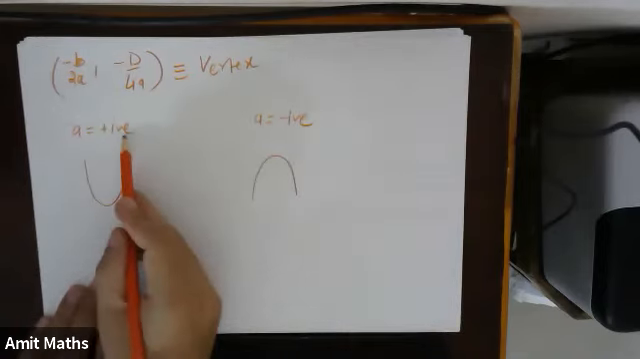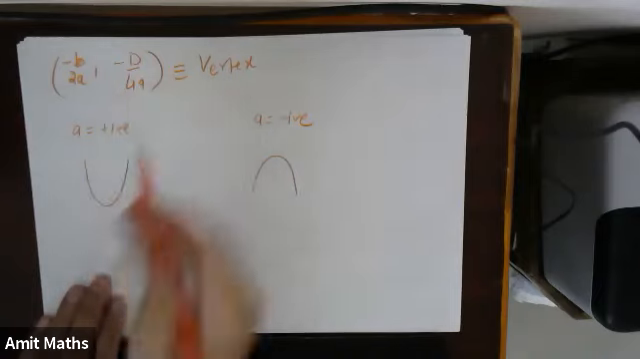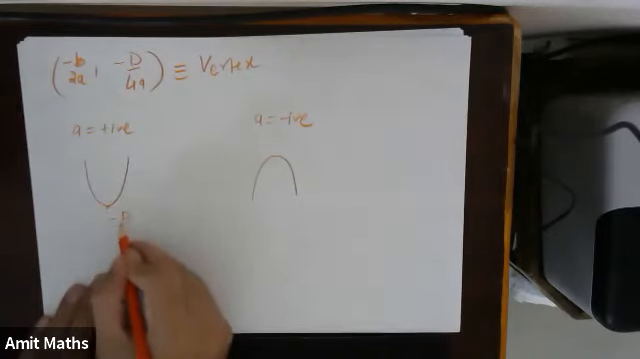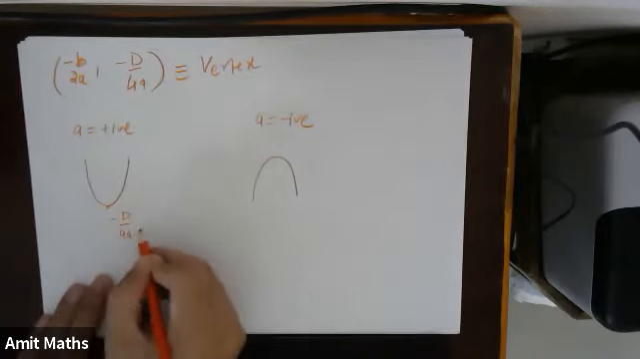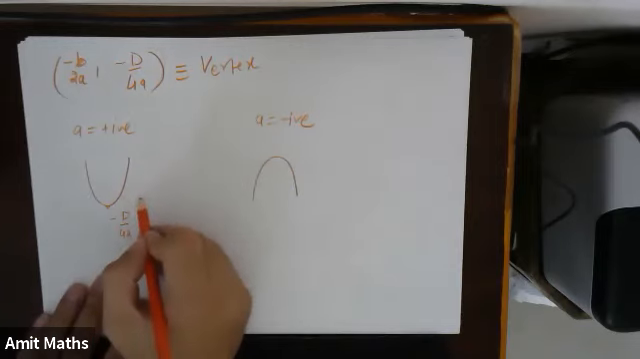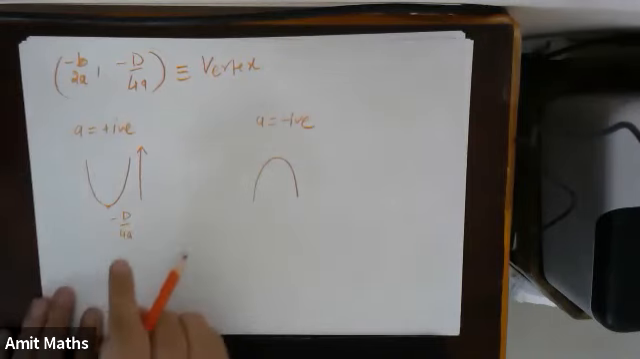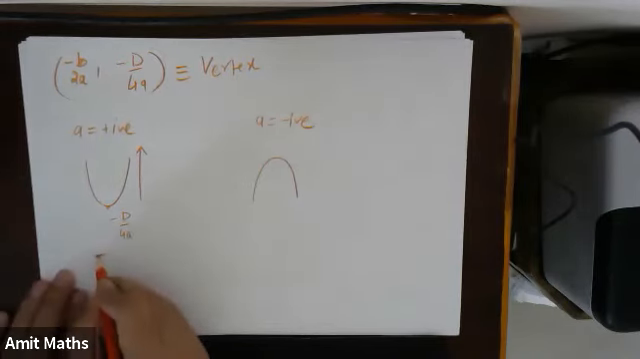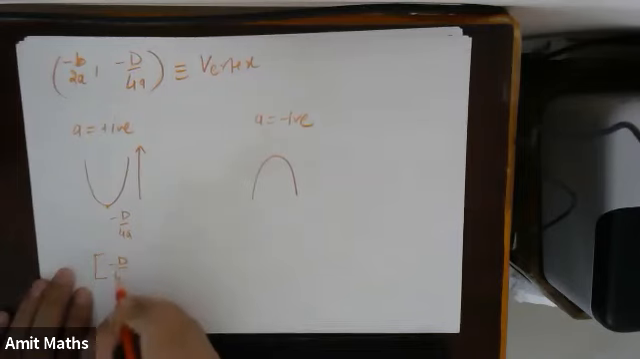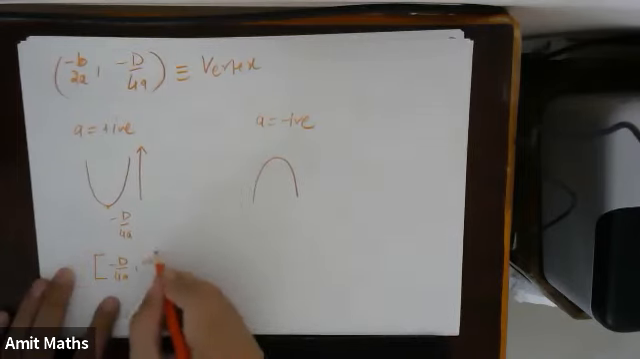So for an upward facing parabola, this -D/4a becomes the minimum value. And from this minimum value, the graph will always go up. That means the range of this particular function will become [-D/4a, infinity).